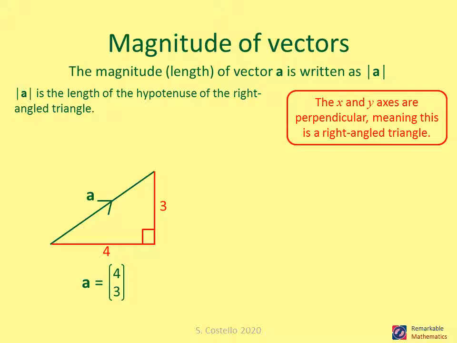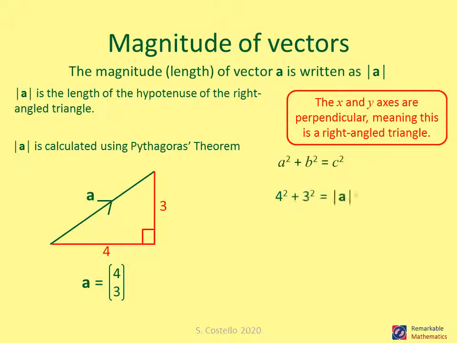The magnitude of A is the length of the hypotenuse of the right angled triangle, meaning the magnitude of A is calculated using Pythagoras' theorem. So a squared plus b squared equals c squared. Here we have 4 squared plus 3 squared equals the magnitude of A squared. So the square root of 4 squared plus 3 squared is the magnitude of A.